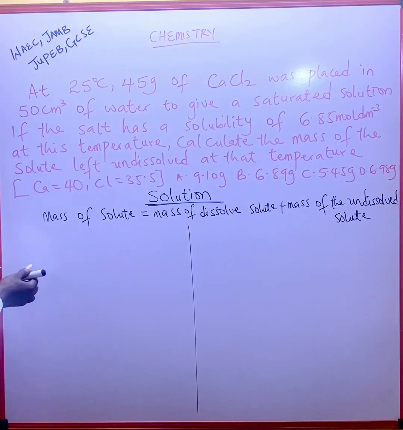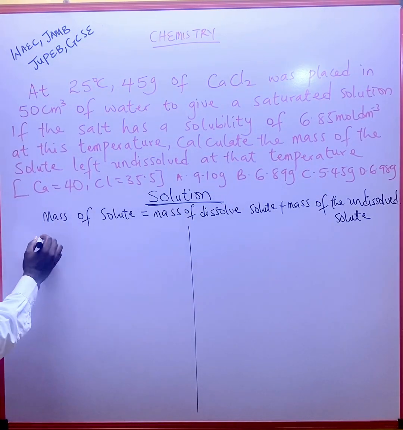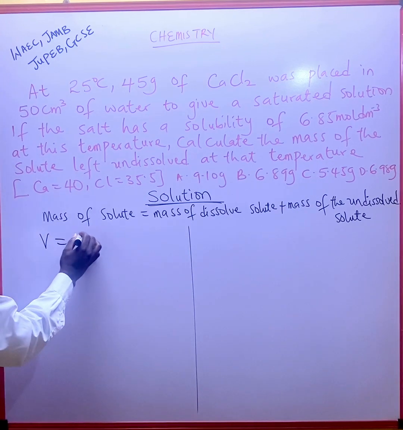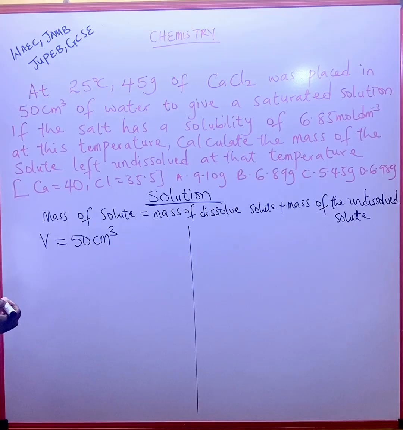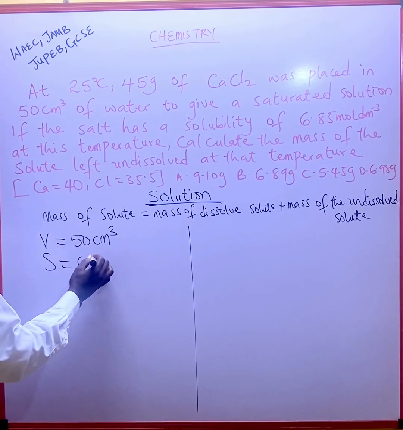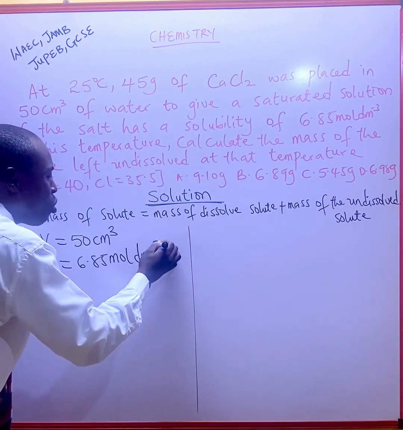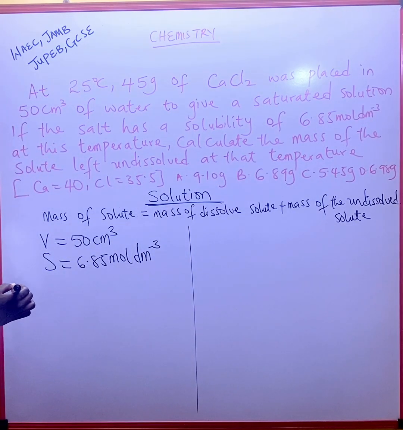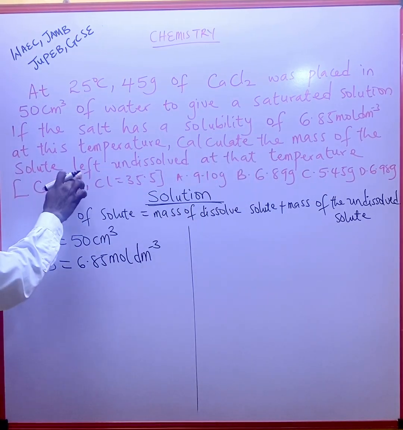Now, what do we do? Of course, from the question, you were given your volume. My volume was 50 cm cube. Of course, I was given my solubility to be 6.85 mole per dm cube. Now, the question says, calculate the mass of the solute left undissolved.